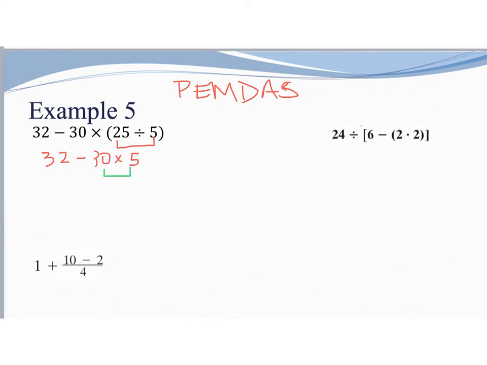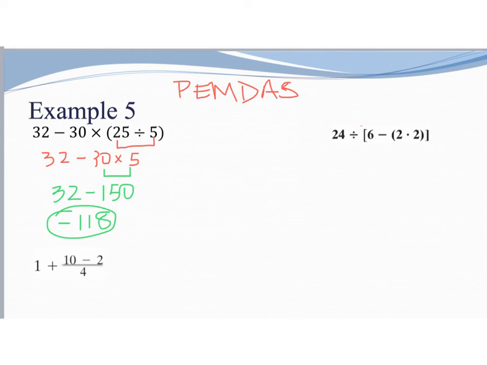So here I have 32 minus 30 times 5. So this gives me 32 minus 30 times 5 is actually 150. Now, when I simplify this, 32 minus 150 is going to give me a negative 118, and that's my final answer.